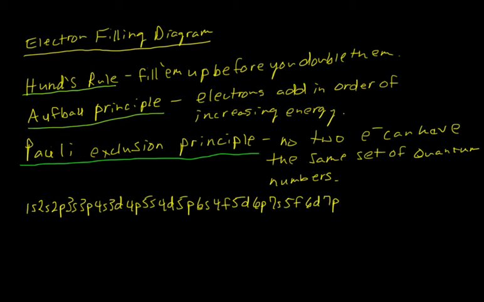Alright, in this video we're going to take a look at things called electron filling diagrams. Electron filling diagrams basically show where the electrons are, or are likely to be, in an atom. Now I know that we've drawn Bohr models.